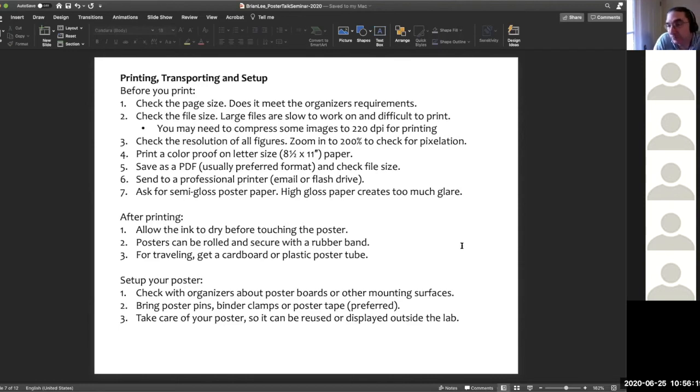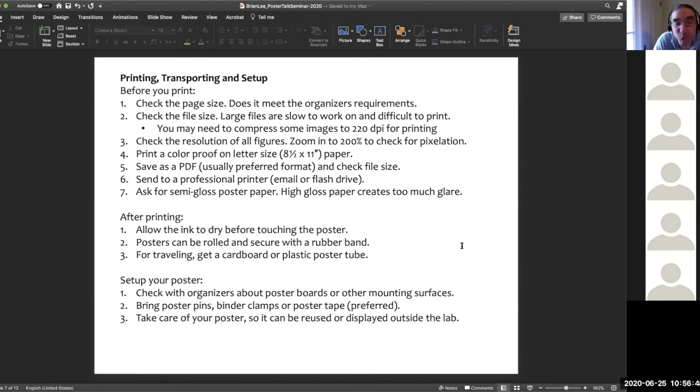When you get to the meeting site and you go to mount your poster, before you get there, it's a good idea to check and see, if they can provide it, what information they have about how you're going to be able to put your poster up. A lot of places will use poster boards. Some places will have you mount the poster on a wall. So it's a good idea to find out ahead of time.